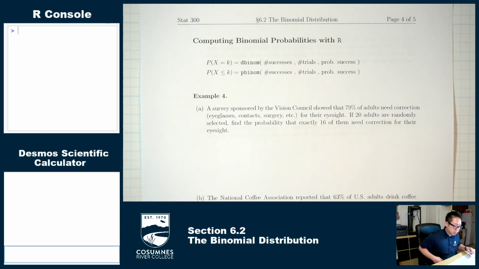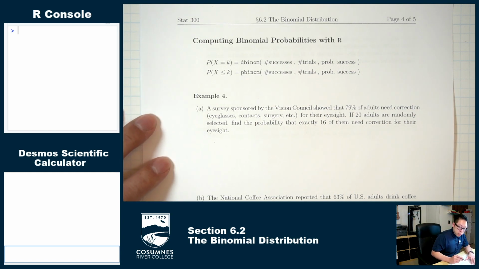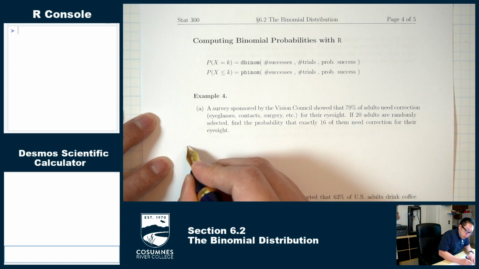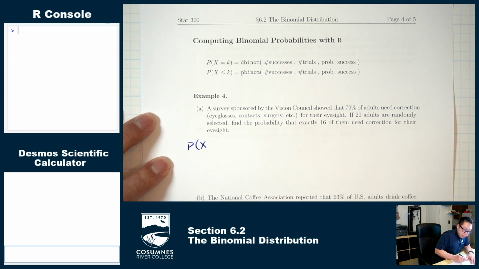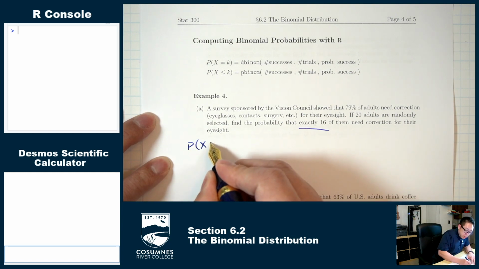All right, so let's jump in. Example 4, part A. A survey sponsored by the Vision Council showed that 79% of adults need correction for their eyesight. If 20 adults are randomly selected, find the probability that exactly 16 of them need correction for their eyesight. I'm going to translate this into symbols. So I'm looking for probability of X is exactly 16. Exactly 16 translated would be equal to 16.